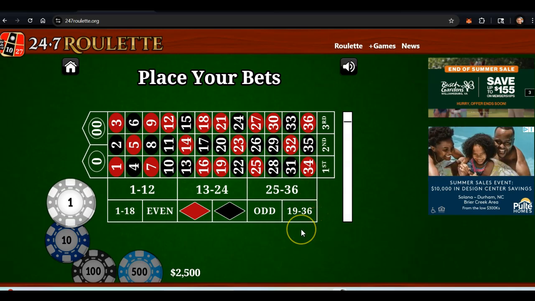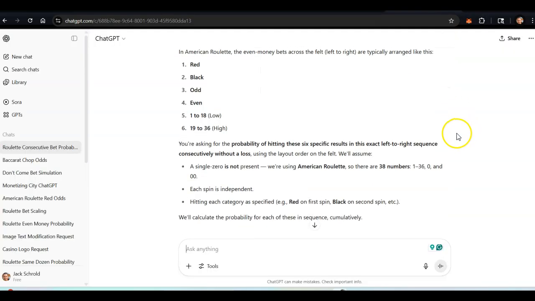So basically what we're saying is, is it possible for the next 6 results to fall into this? Now, I can tell you from playing this system for many, many years, yes, it can happen, but it doesn't happen often because one of them usually gets bounced. So it'll go 1 through 18. The next one will be even, but the next one will be black. And it stops the pattern, right? So let's look at the math that ChatGPT gave us.